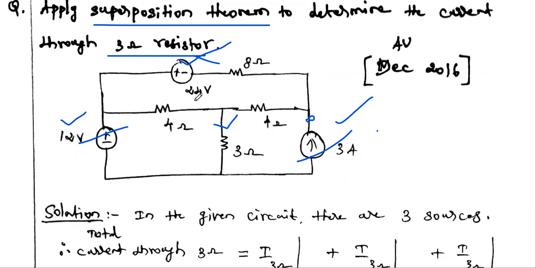Therefore, the actual total current flowing through this 3 ohm resistor is the addition of I dash, I double dash and I triple dash. That is, current due to the 12-volt battery, current due to the 24-volt battery and current due to the 3 amps current source. This is the superposition theorem. So now we are going to solve the problem. This was the general idea about superposition.